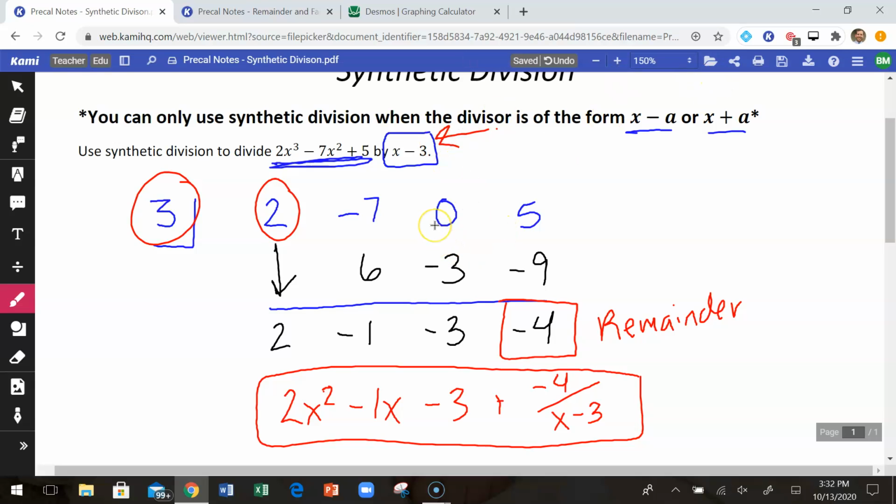It's a much easier, quicker method than long division, but we need that divisor to be either x minus a or x plus a in order to use that.